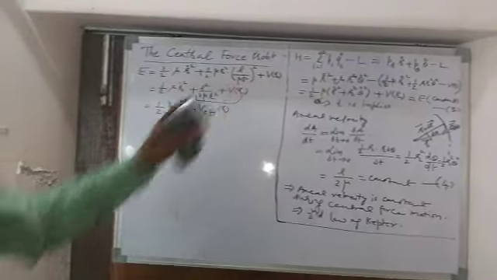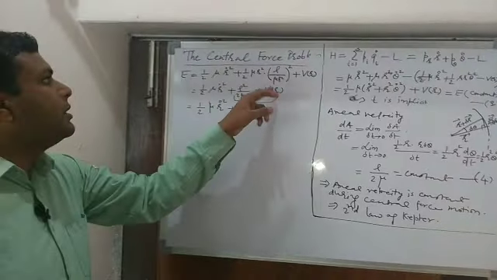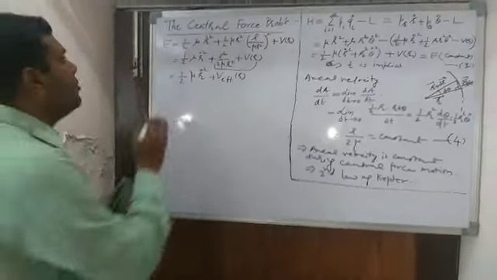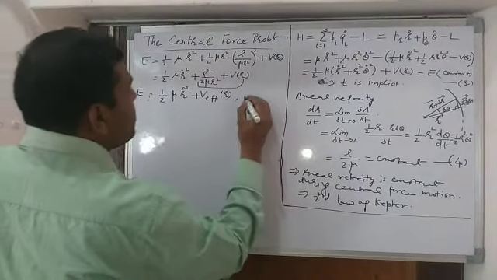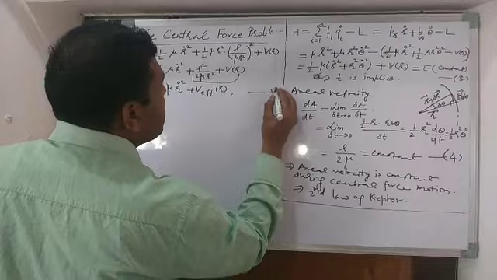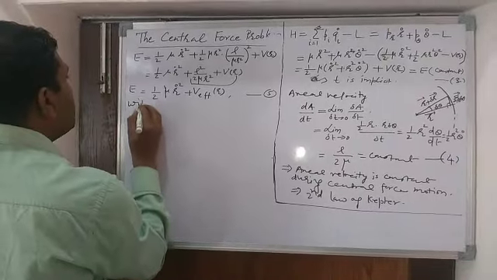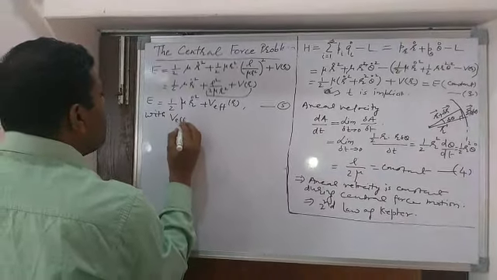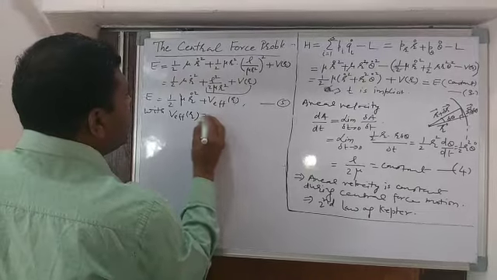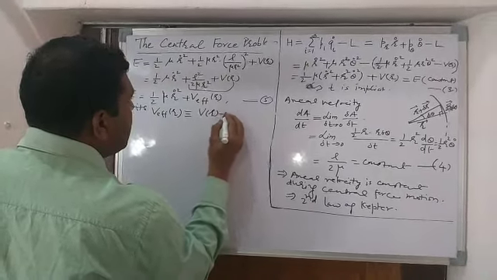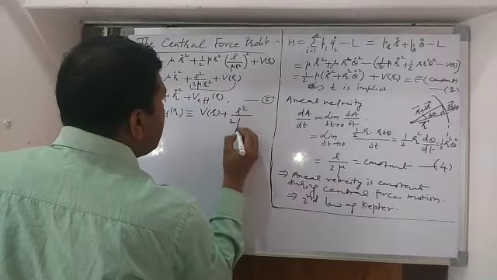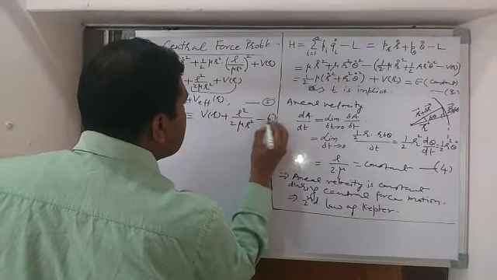As you know, this is also a function of r, therefore we could write this as the V effective of r. Okay, so this is going to be my equation number 5, with V effective of r defined as V of r plus L square by 2 mu r square.